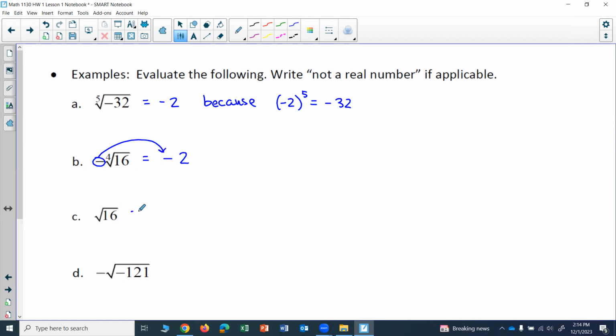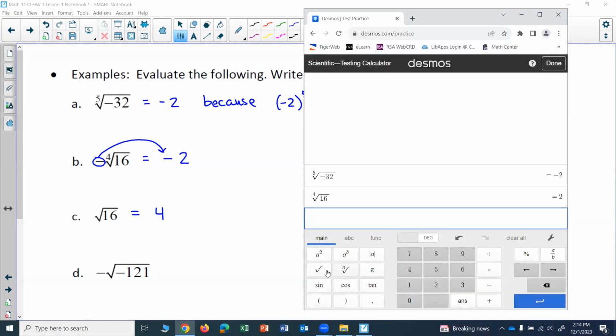Square root of 16, what number squared equals 16? So the square root of 16 is 4. If you're using the calculator to evaluate a square root, then you don't need to use the nth root key. You use the square root key right next to it. So you do square root of 16.